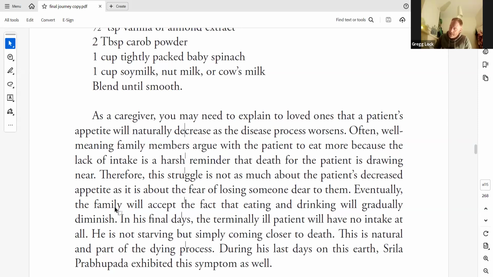Eventually, the family will accept the fact that eating and drinking will gradually diminish. In his final days, a terminally ill patient will have no intake at all. He is not starving, but simply coming closer to death. This is natural and part of the dying process. During his last days on earth, Srila Prabhupada exhibited this symptom as well.